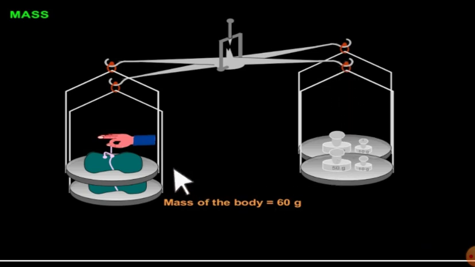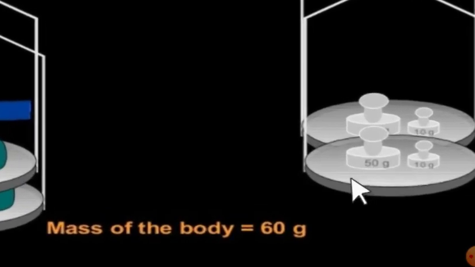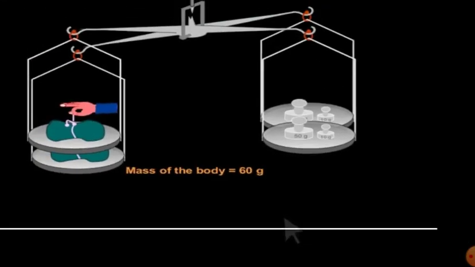Now if you want to measure an object, you put that object onto one side of the pan, and you put the standard masses onto the other side of the pan. In my diagram here, it is 50 gram plus 10 gram. That means the mass of this object is 60 gram.